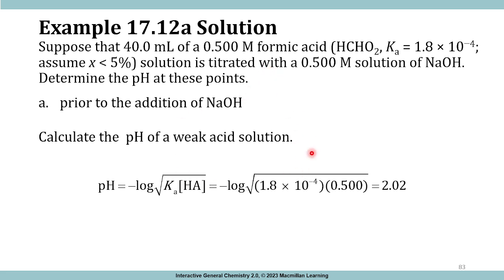Okay? So we take the Ka here, 1.8 times 10 to the negative 4, times the concentration of formic acid, that initial concentration, 0.5. Again, this is valid because we're assuming that X will be less than 5% of that initial concentration. We take the square root of that resulting number, and we get the negative log of that. That will give us the pH, which is 2.02.